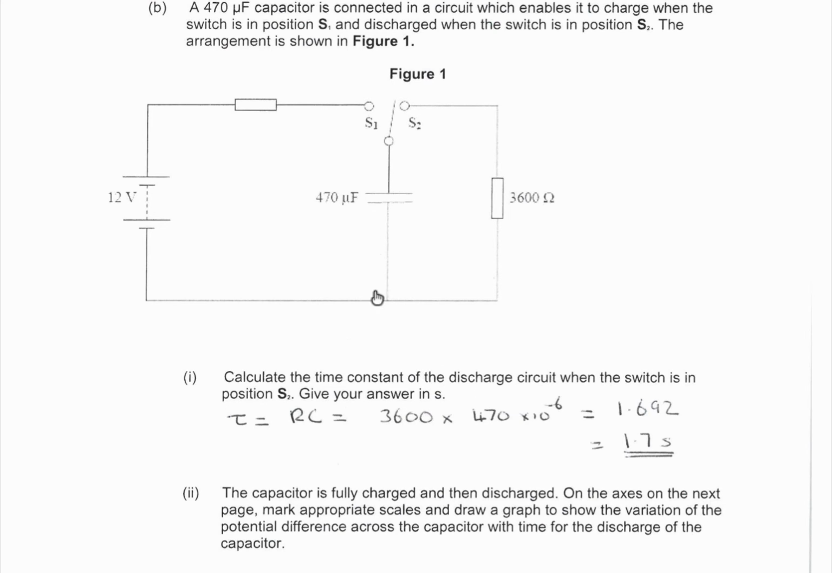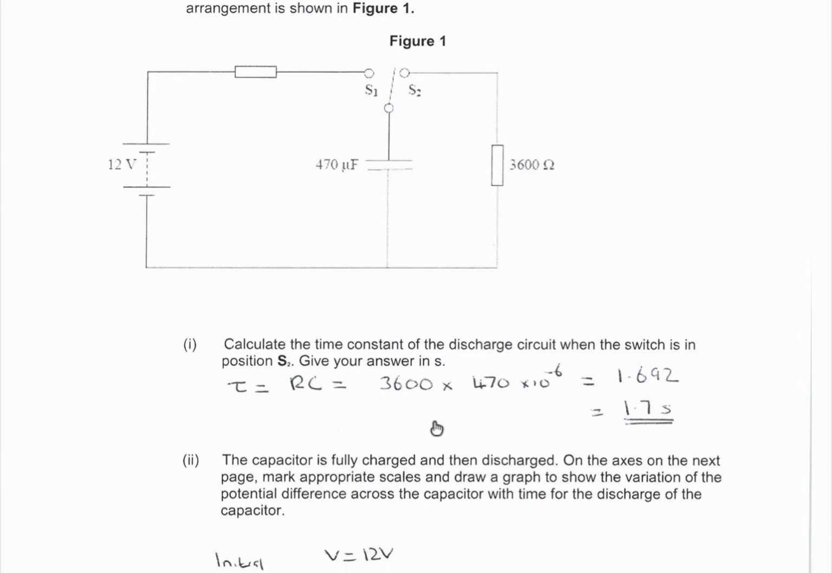In part 1, we're simply asked to calculate the time constant of the discharge circuit when the switch is in S2. So the time constant, T, is simply equal to the resistance of the resistor multiplied by the capacitance of the capacitor. So the resistance is 3,600 and the capacitance is 470 microfarads. Multiplying that together gives you, to two significant figures, 1.7 seconds. And we remember that the time constant is given in seconds. And if we do that, that's worth 1 mark.